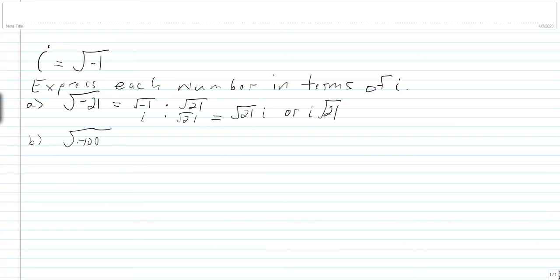Again, ordinarily we couldn't find a real number solution for the square root of -100, but we do know that the square root of 100 is 10. So this could be expressed as the square root of -1 times the square root of 100. And again, the square root of -1 is equal to i, and the square root of 100 is equal to 10. So it'd be i times 10. Here, you should probably write this as 10i.